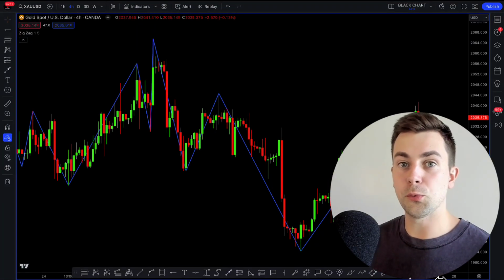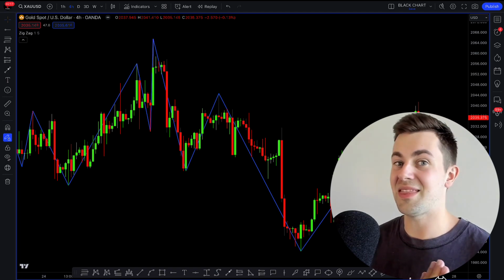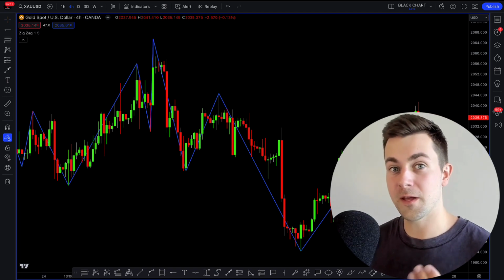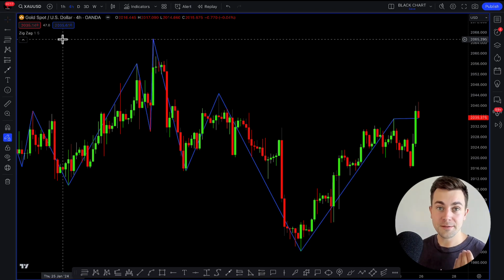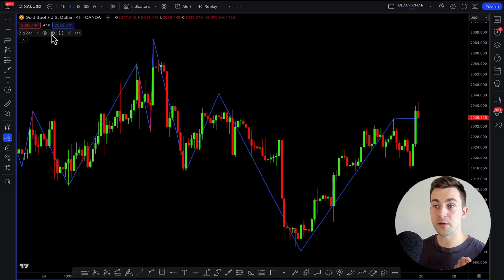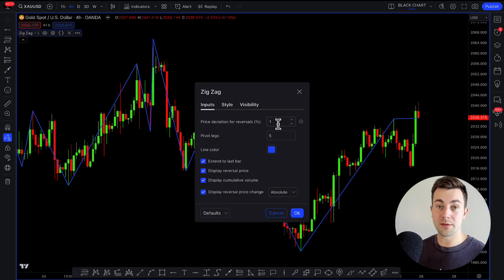And if you're a scalper, zigzag indicator will help you to identify the structures for scalping. Simply apply the zigzag indicator on a 4-hour time frame, and here will be the settings: 1 deviation and 5 pivot legs. Let me know in the comment section if you have any questions.